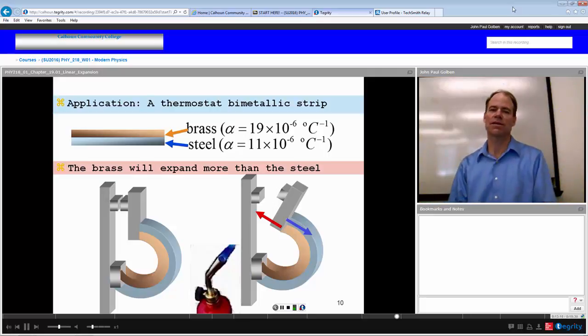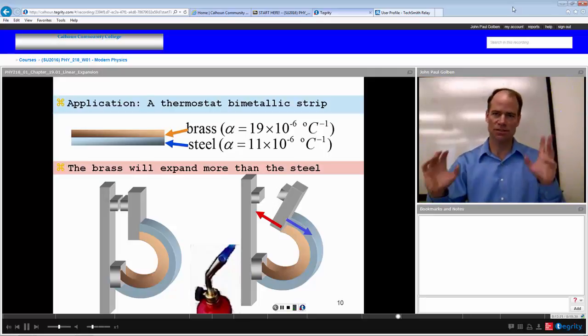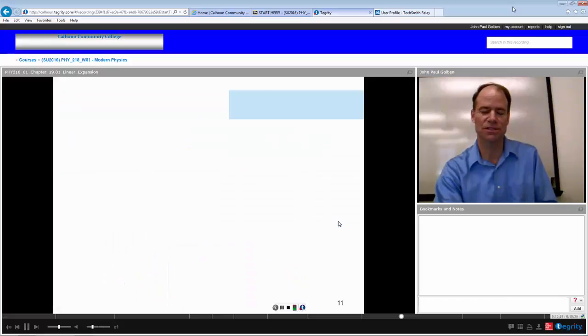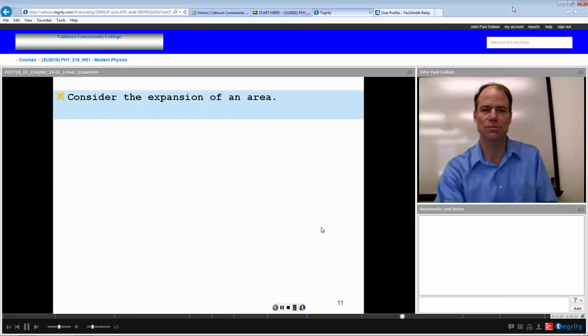So because of the change in temperature, this will stop whatever electrical circuit you have and shut things down. And that's what a thermostat should do. It should shut things down when you've reached the proper temperature. So it works pretty neat, just using the linear expansion properties of these materials.